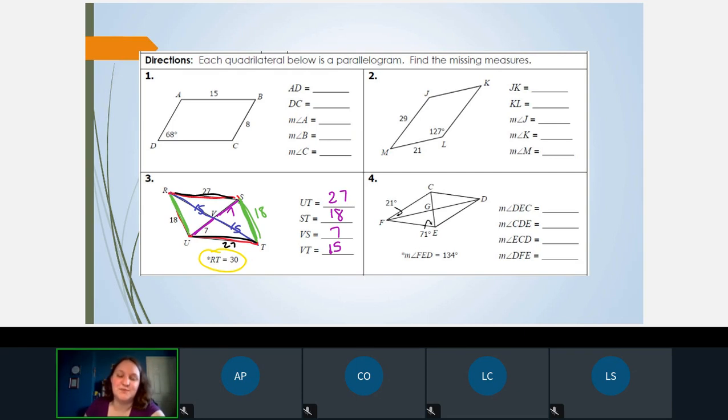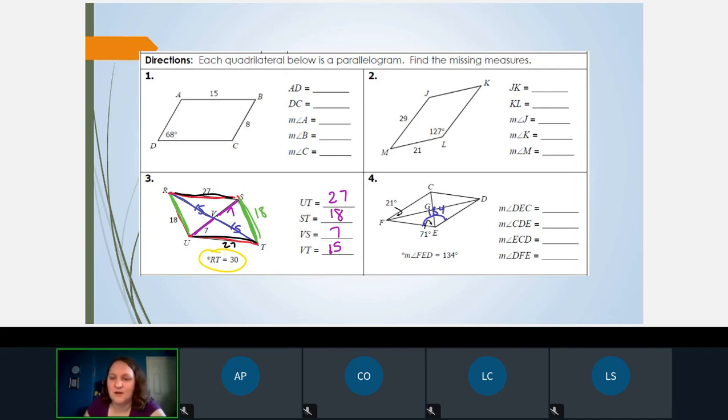A lot of times they put that information at the bottom because it's not super pretty to add to the picture. And if you look at angle FED, that's this whole angle right here. So you can see why I didn't put that in the picture. It would have made it kind of confusing.